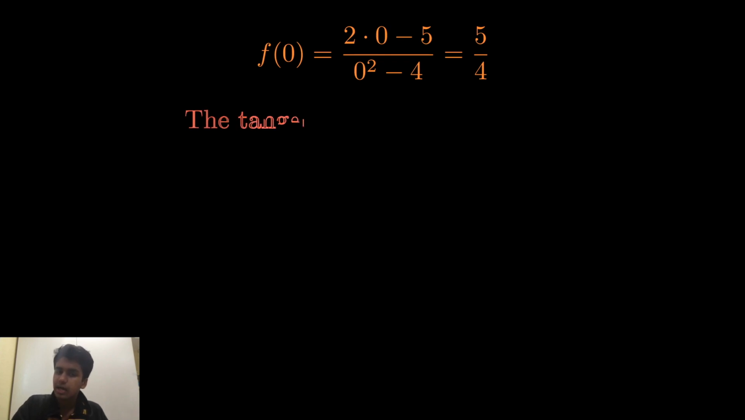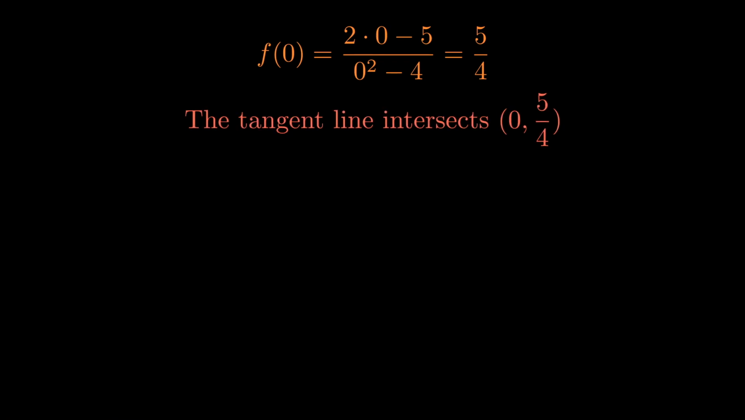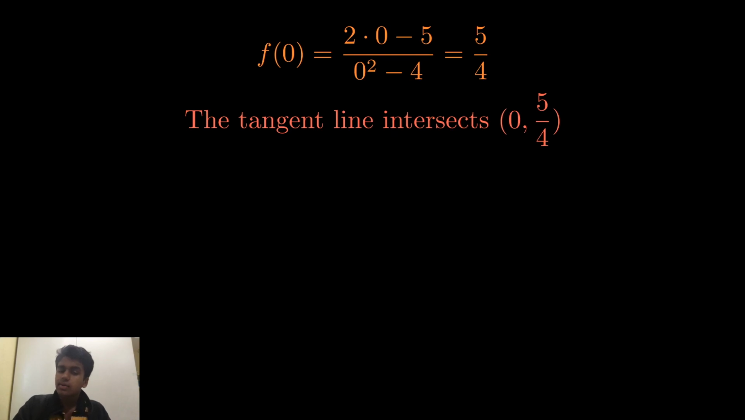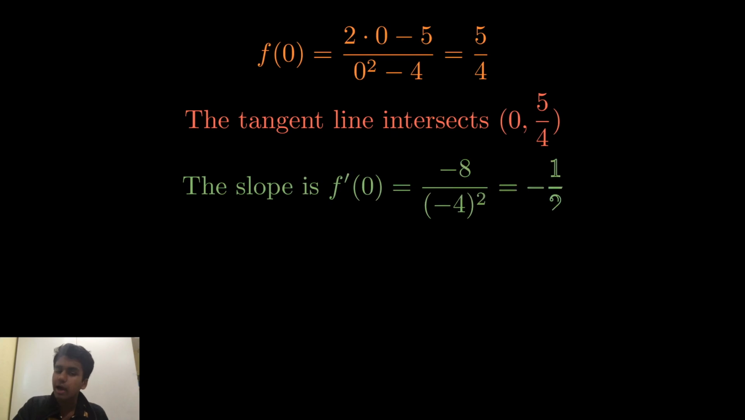Now in part D, we want to find the equation of the tangent line at 0 comma f of 0. So let's find the y value of the point when x equals 0. So we simply plug in 0 into f of x, and we get 5 over 4. So this means the tangent line intersects the point 0 comma 5 over 4. Now let's find the slope at the point x equals 0. So in part C, we found an expression for f prime of x, so we plug in 0 to find that f prime of 0 is negative 1/2, and that's the slope of the tangent line.